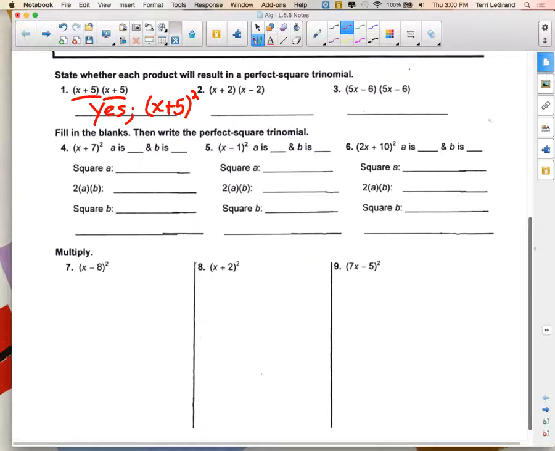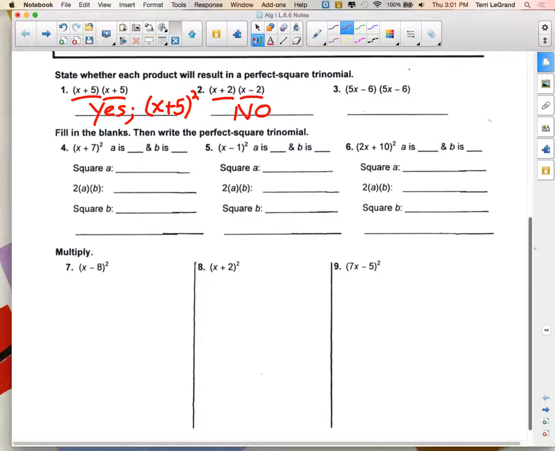How about this one? Would that be a perfect square trinomial type? No, because we can't write it as a binomial squared, can we? One has addition, the other has subtraction. They do both start with x, and they do both end with 2. But one's got addition, the other's got subtraction. So on the back side, we'll learn what that kind is.